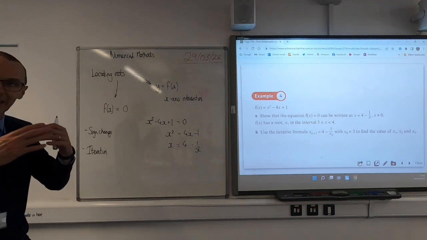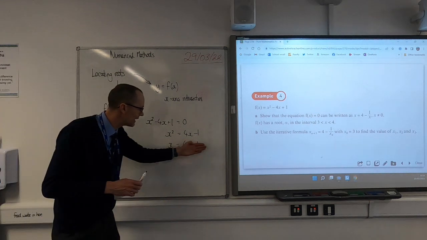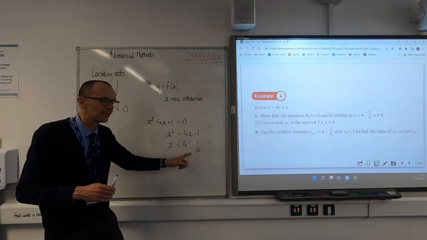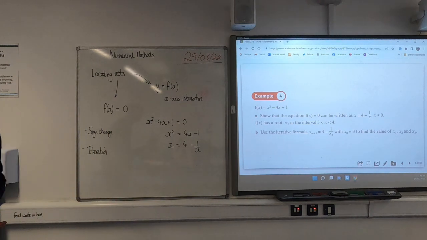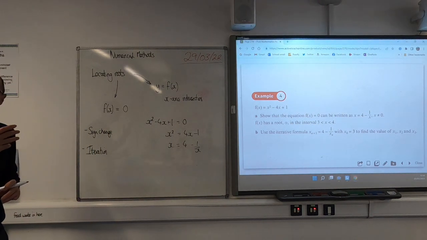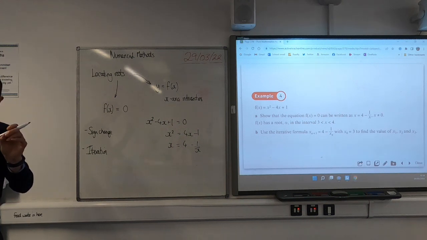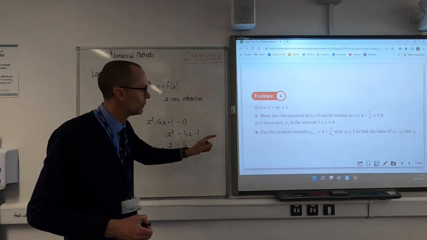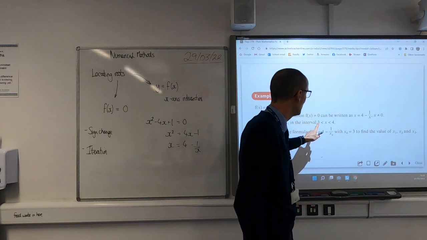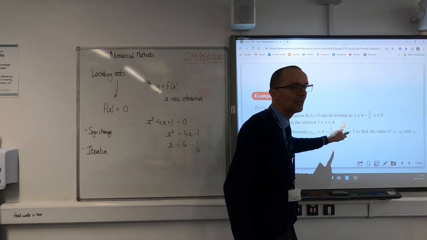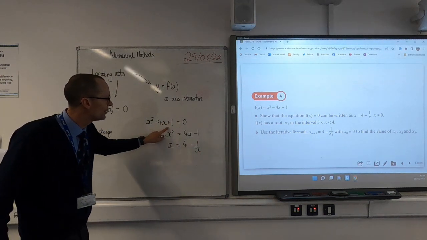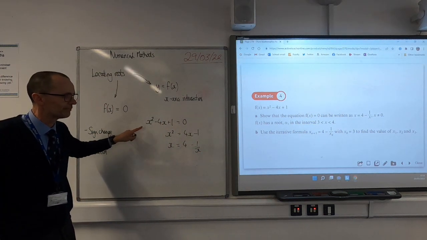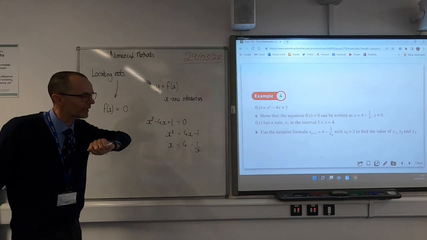If I had the exact value and substituted it into that equation, the left-hand side would equal the right-hand side. But we don't do that because we don't know the answer. So what we do is we make a guess and we try that value. Now we've already been told that there's a solution between 3 and 4. We haven't had to check that, but we could have checked that using sign change with the original equation. But we're told that, so we don't need to check that.